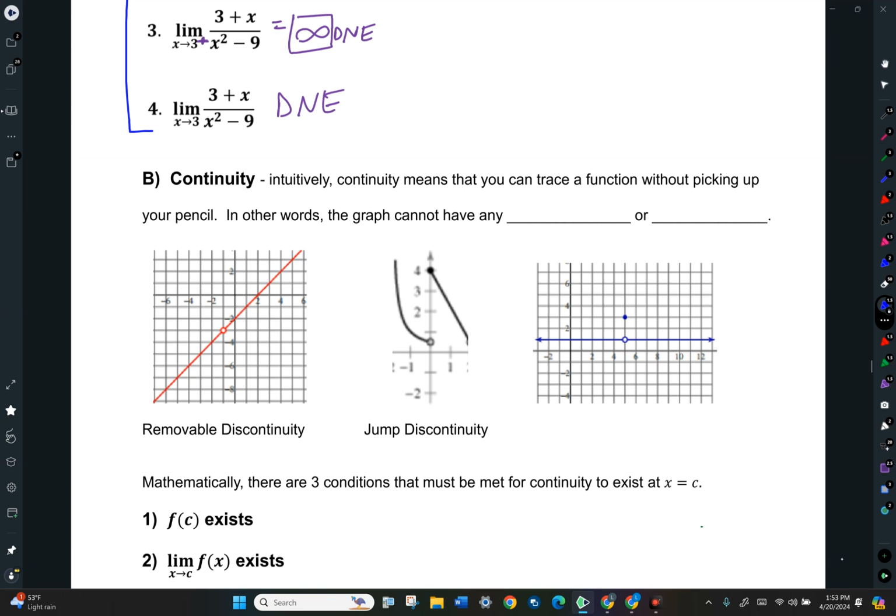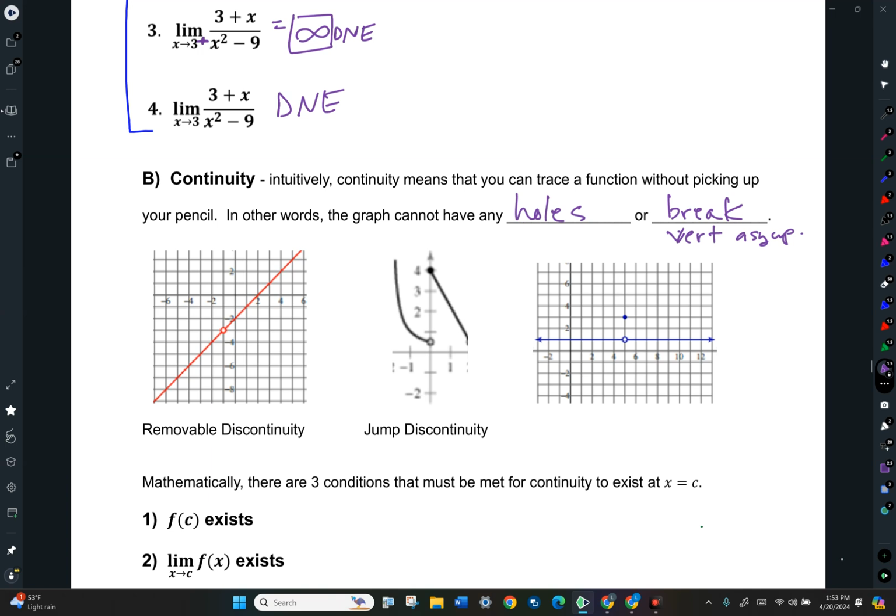So intuitively, continuity means that you can trace a function without picking up your pencil, right? In other words, the graph cannot have any holes or breaks in the graph. Now, there are different ways to have breaks, but one of the ways to have a break in the graph is to have a vertical asymptote. This is probably one of the more common kinds of breaks in a graph.